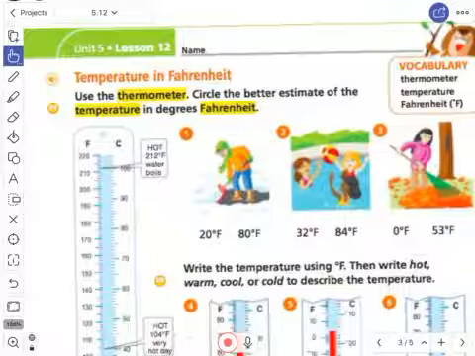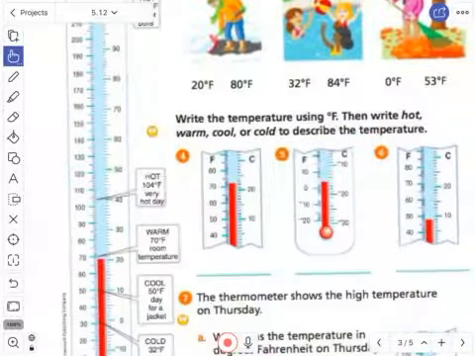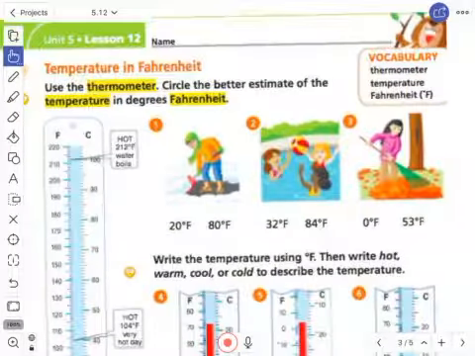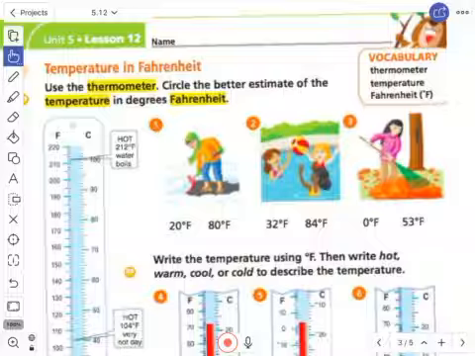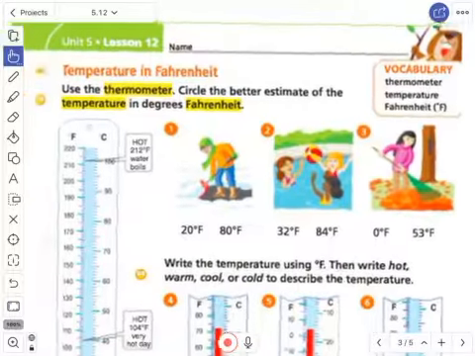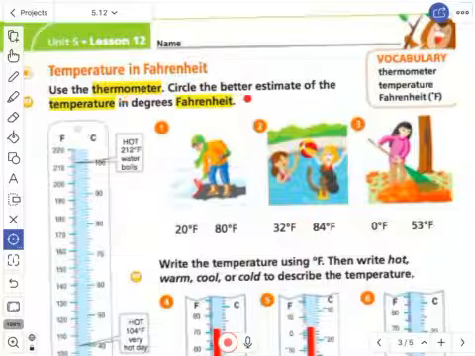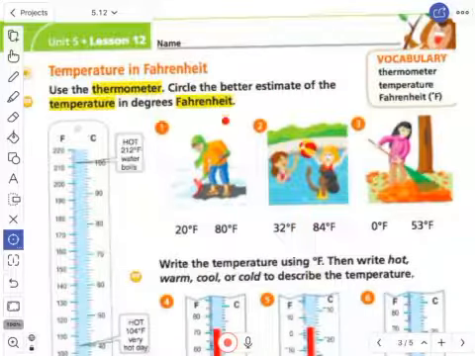You can watch the whole video, then stop and do your sheet, page 375. I was going to say 365, but I knew that was wrong. So you can do 375 after the video, or you can always just do it with me. Watch the video for a bit, pause it, do a part of your page, then play the video again, watch, and then do more of the page. Whatever is up to you. But at the top of page 375, it says, use the thermometer. Circle the better estimate of the temperature in degrees Fahrenheit.